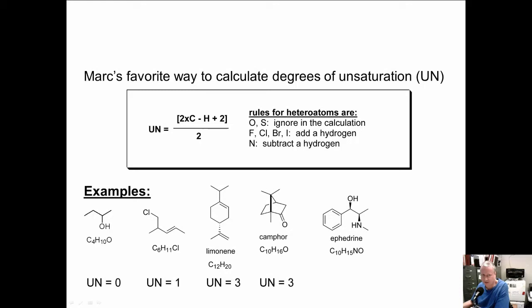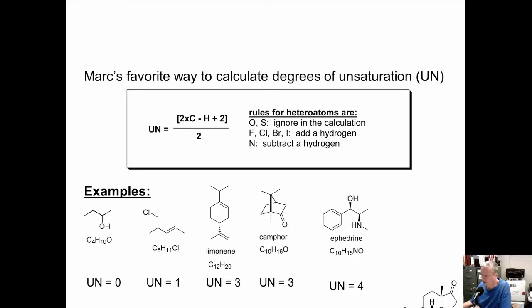C10H15NO becomes C10H14, right? This becomes C10H14 in terms of the formula. So what is it? 2 times 10, 20, add the 2, 22. 22 minus 14 is 8. I think, yeah, 8. And what's 8 divided by 2? Should be 4, right? So that, again, a benzene is a ring and three double bonds, so it's 4.